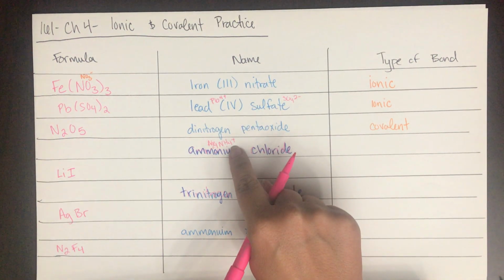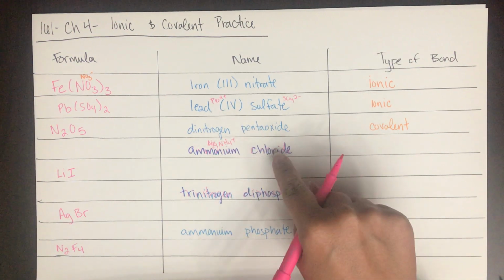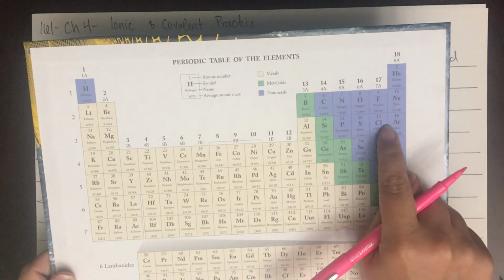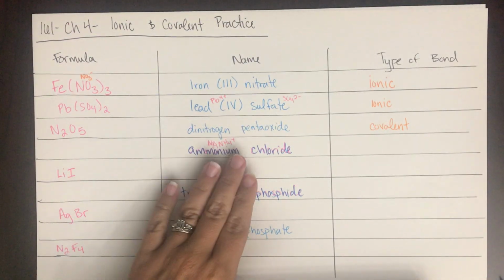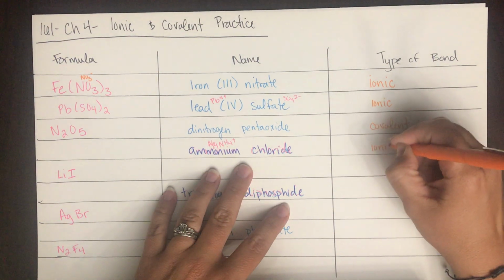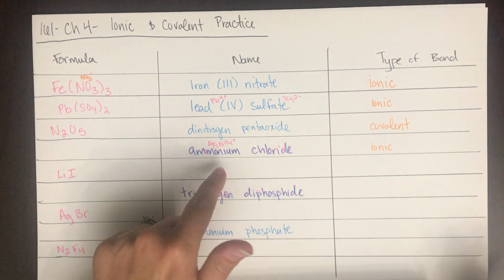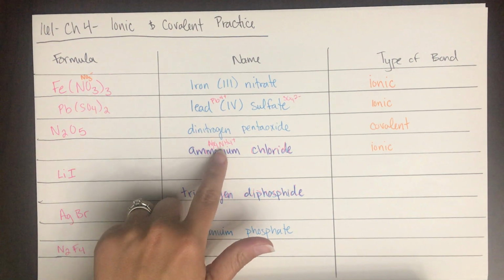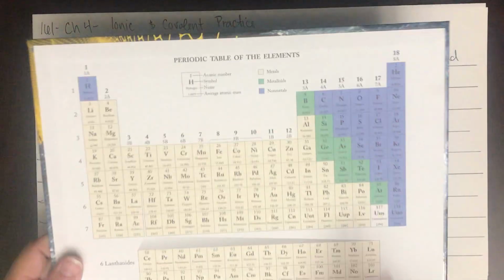It's a positively charged ion with a negatively charged ion, chloride. So this is an ionic compound because it has a polyatomic ion in it. You cannot have polyatomic ions in covalent molecules. So if you see a polyatomic ion, you know it's ionic. Okay, so NH4+ is ammonium.